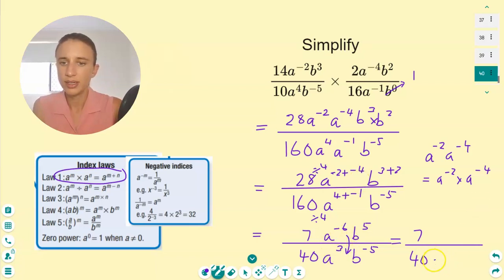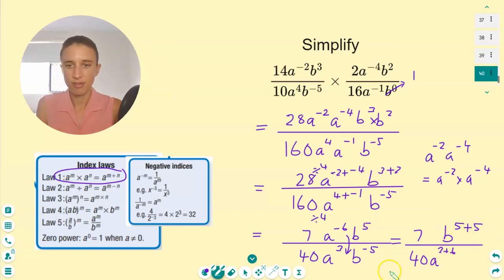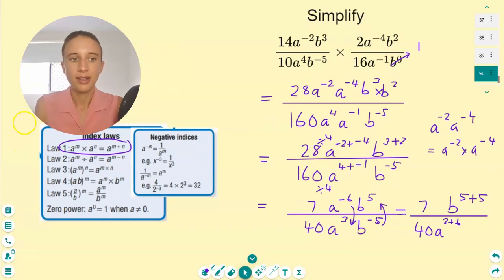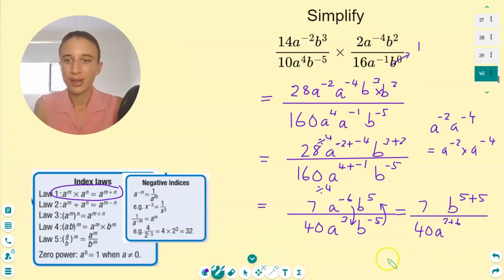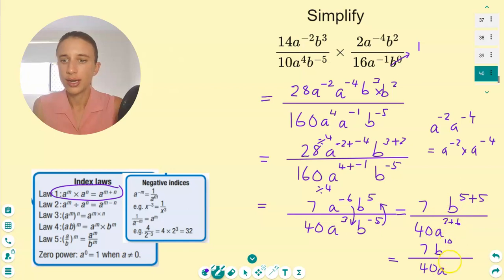So we've got on the denominator, a to the 3 plus 6. Bringing that down makes it a positive power. And then, let's see, I'm just going to put b to the 5 plus 5. Because if I bring that up, it's going to become positive. Okay, I know it can be quite confusing. So let's have a look. 7 over 40, b to the 10, a to the 9. And that's as far as we can take it, because fractions are simplified and these bases are not the same.